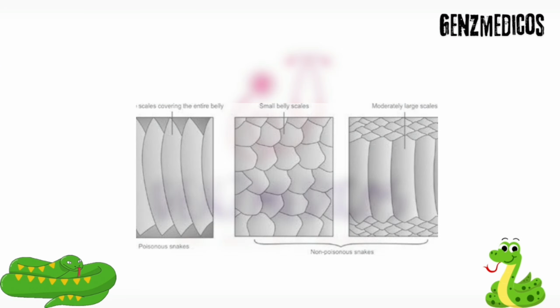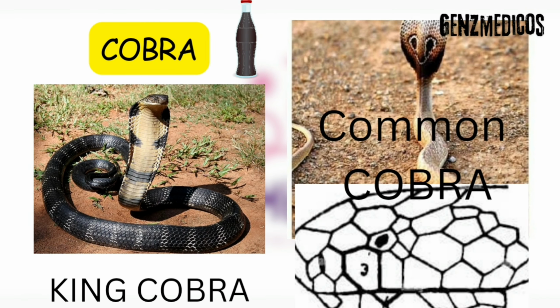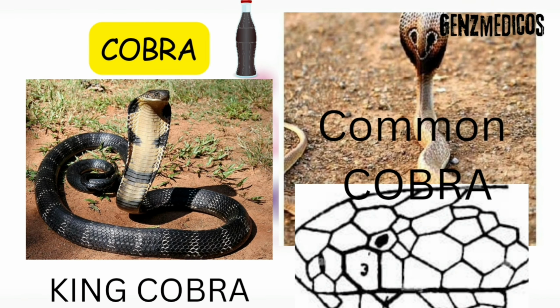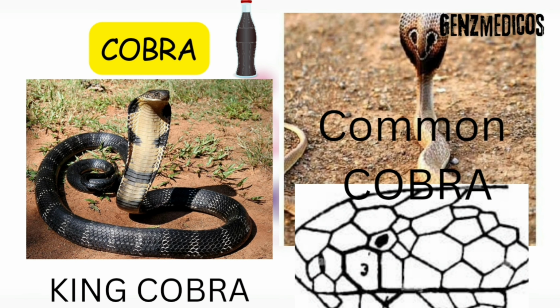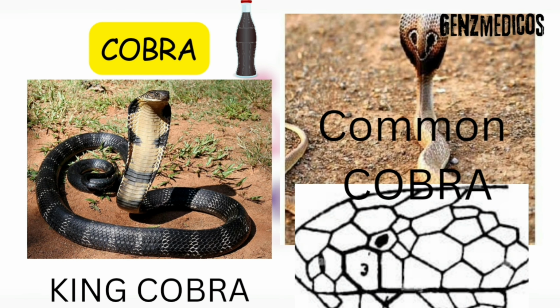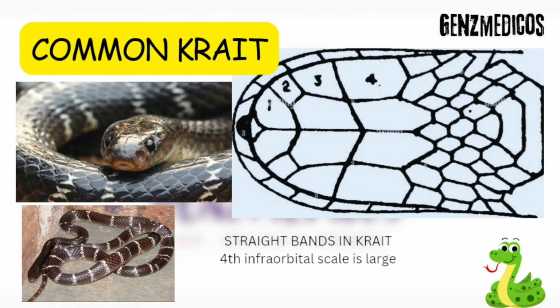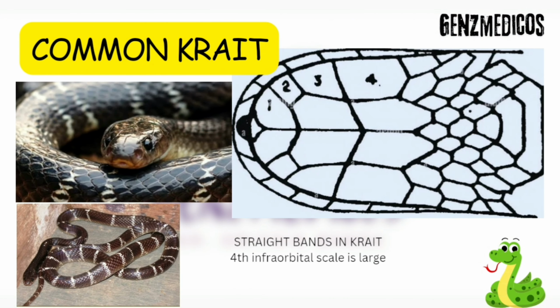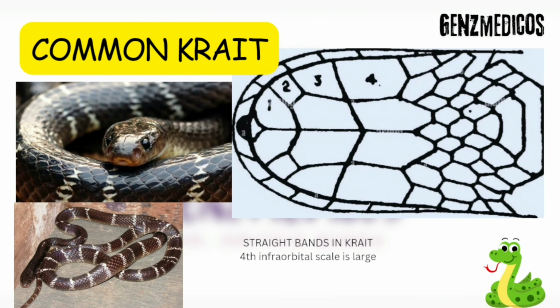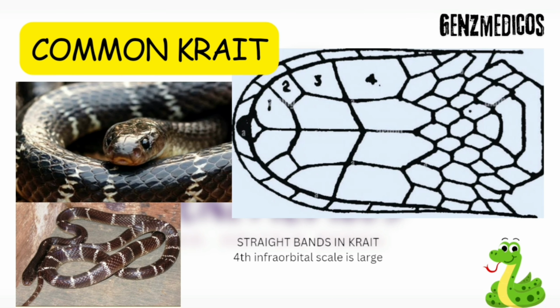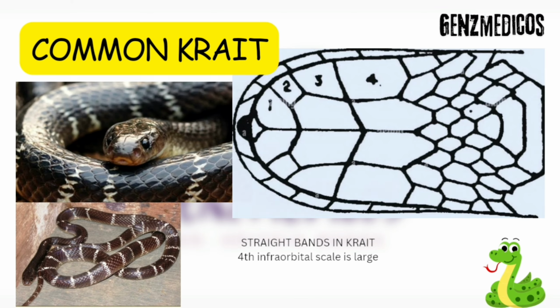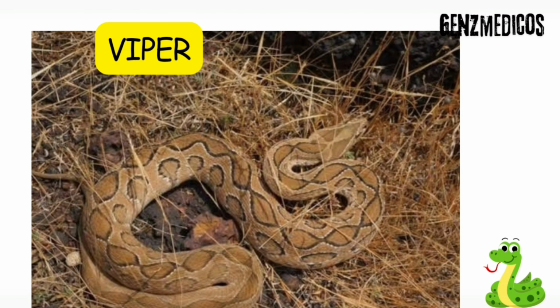Now how will you identify the snake? For example, this. Common people wear spectacles, right? So the common cobra has a spectacle sign, while the king cobra doesn't wear spectacles, so it doesn't have a spectacle sign. Also you can see number 3. What is it? It is supraorbital enlargement of the scale. In case of krait, the 4th infraorbital scale is large. In the cobra, the 3rd supraorbital scale was large. In krait, how to see it? When there are straight bands, straight rhymes with krait.